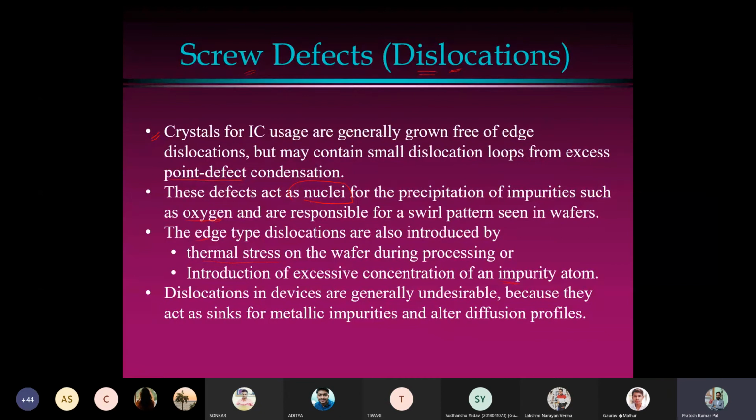So the next two defects are area and volume defects. We will see them in the next class.